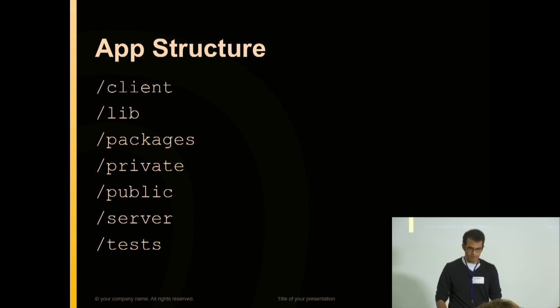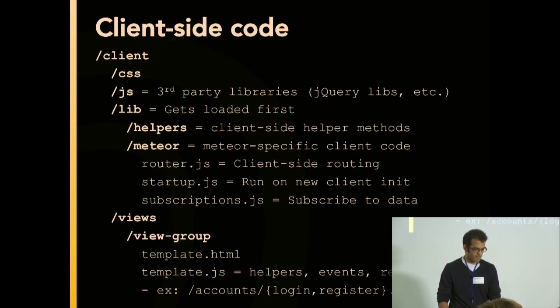You might have your tests, you have your packages, a common folder called lib, other folders that are common between the server and the client. It's not obvious when you read the docs how you want to structure your app just by looking at this. So let's take a look first at the client side stuff that you might want to build.